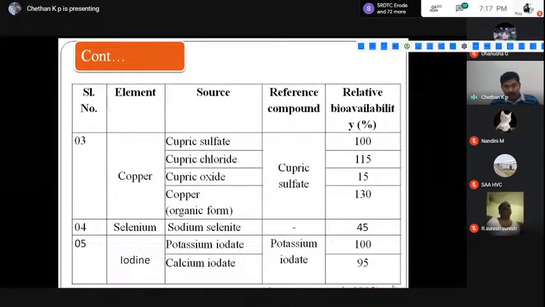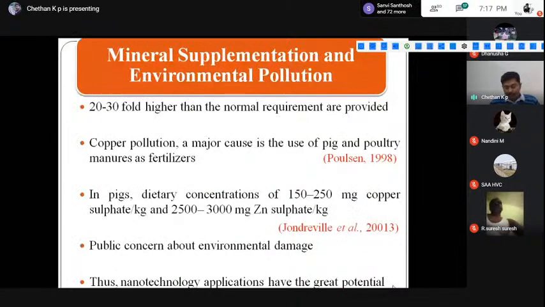So where the organic sources have higher bioavailability, they may require lesser quantity in the feed, and lesser quantity of copper is excreted in the feces, and lesser is the pollution as well. So this is with regard to the relative bioavailability.